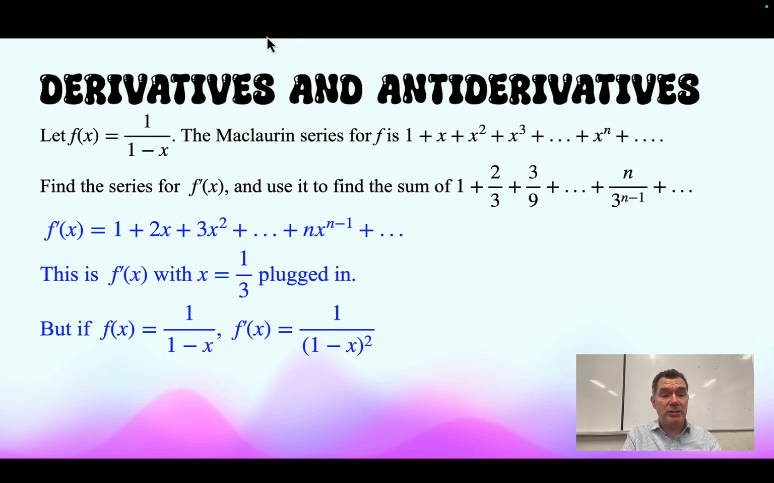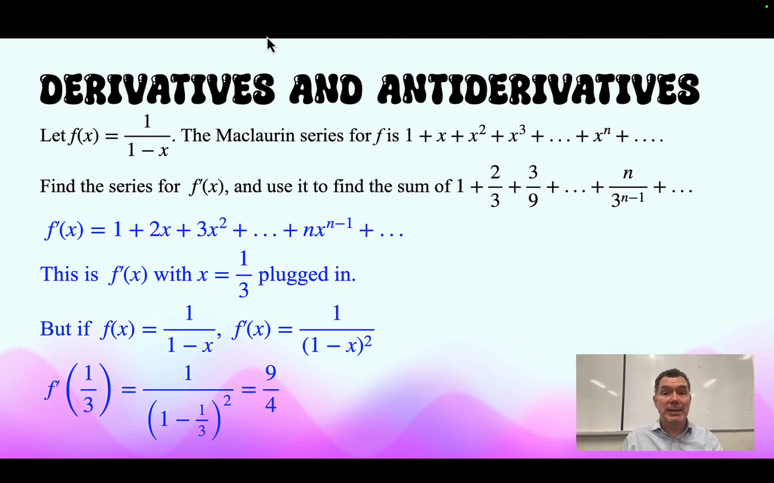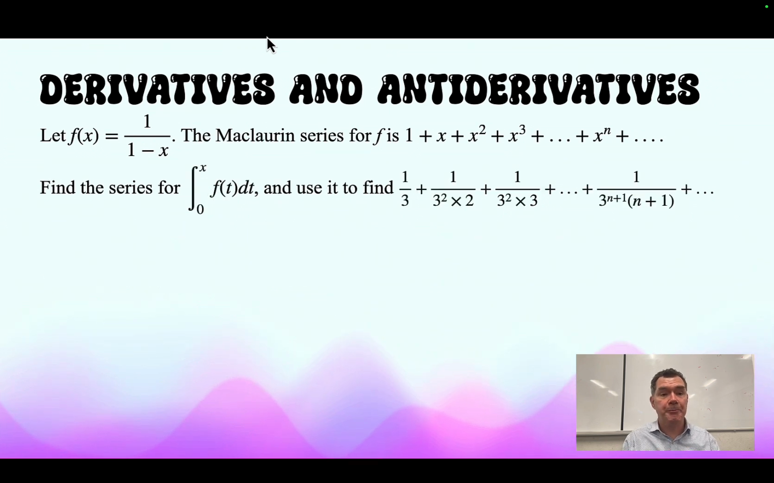So if I find the derivative of f, the function itself, and use chain rule to do that, I'm going to get that the derivative is 1 over 1 minus x squared. If I plug 1/3 into that, then I'm going to get a value of 9/4. So that whole series adds up to 9/4.